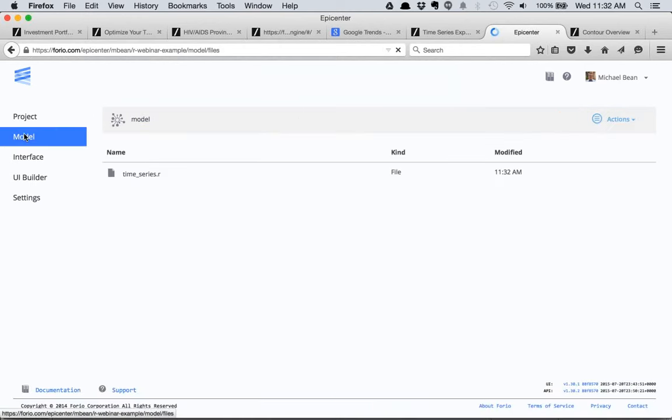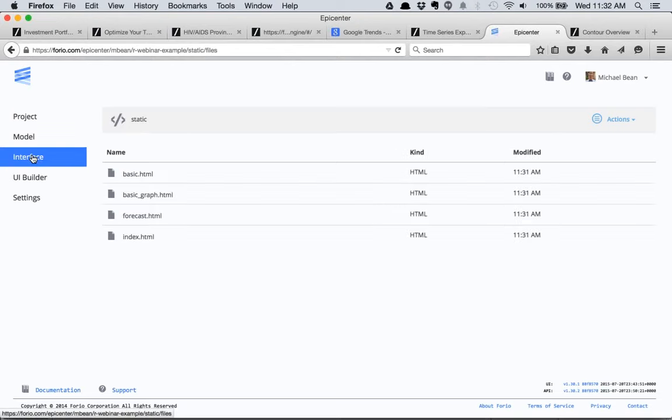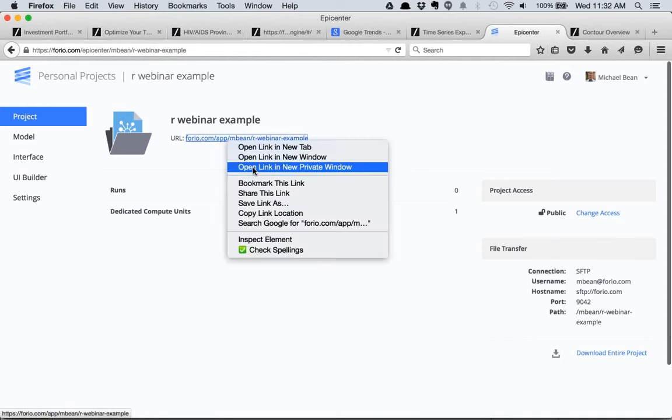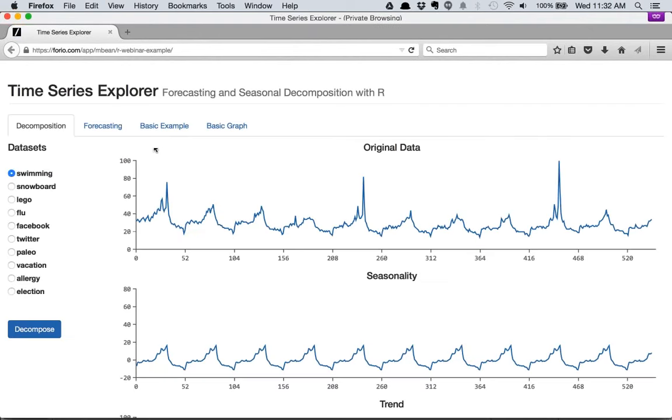Now you can see it's saved. And if I go to the model directory now, there's timeseries.r in here from 11:32 a.m., and I've got my interface files. And that's really enough to get started. So now if I go to project and go to example, I'm going to open this in a private window. The reason I'm doing that is I want to have a clean session, a session that doesn't have other stuff, because I'm going to be going back and forth a lot today. So that's how I'm going to handle that.